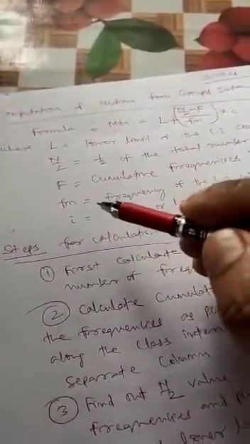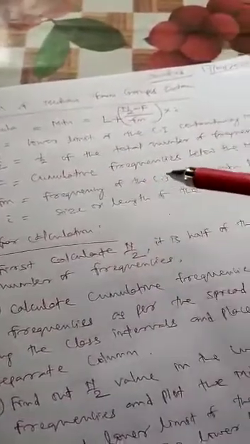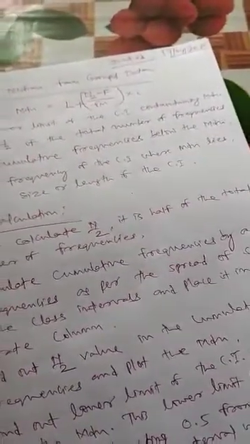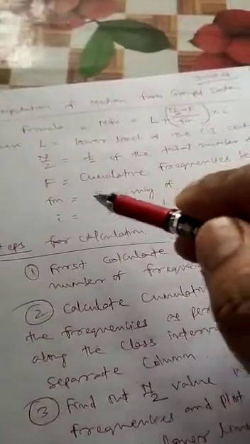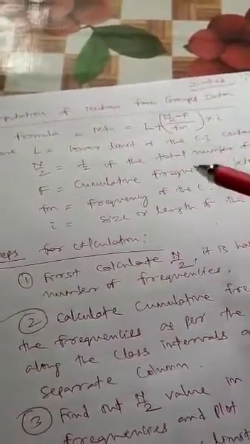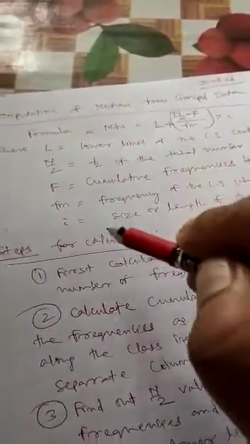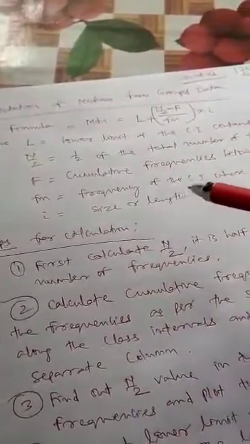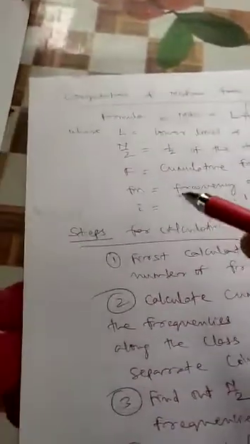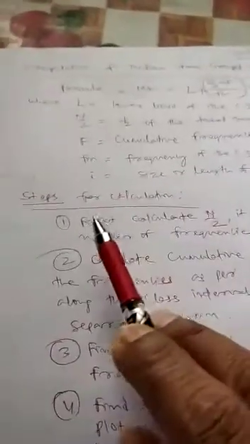Then fm, frequency median, means the frequency of the class interval where the median lies, जहाँ में median होगा उसका frequency. i is the size or length of the class interval. So let us find out the steps for calculation.